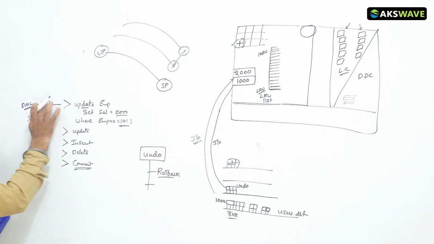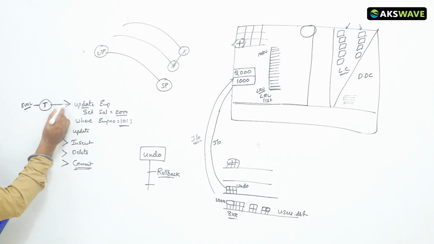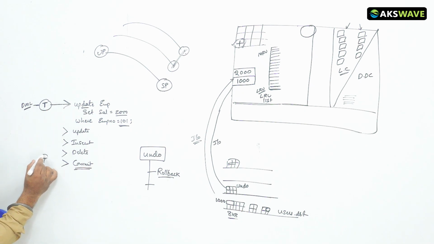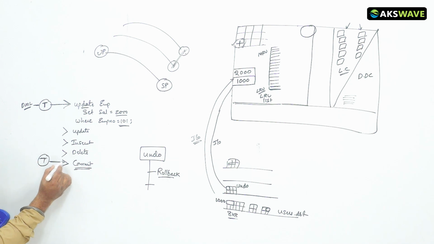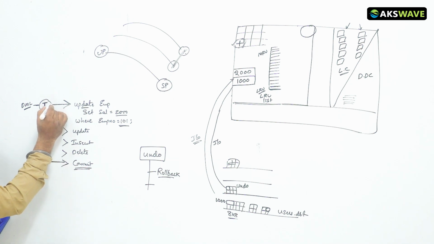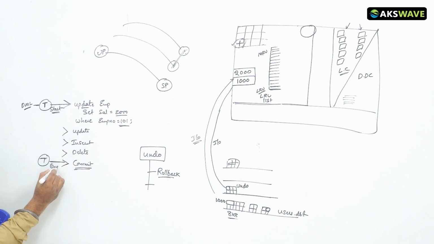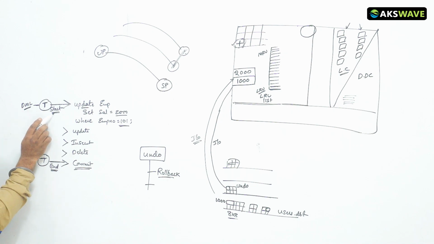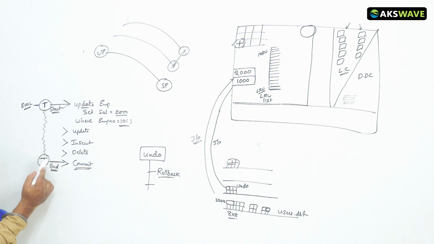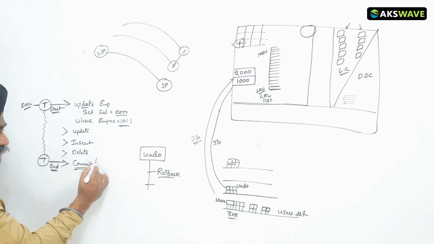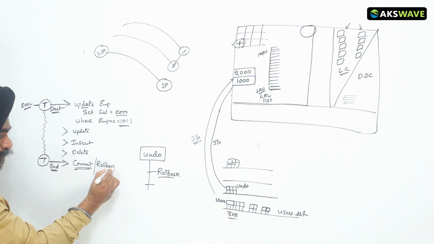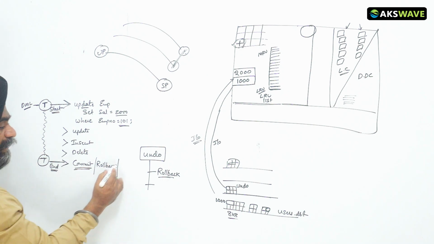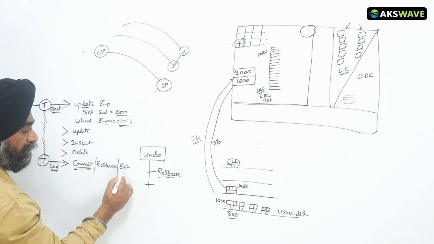So your transaction starts with any DML, and your transaction will end. This is your start, and this is going to be your end. Your transaction starts with a DML, and your transaction will end with a commit, or you might say rollback, or you might type, for example, exit.